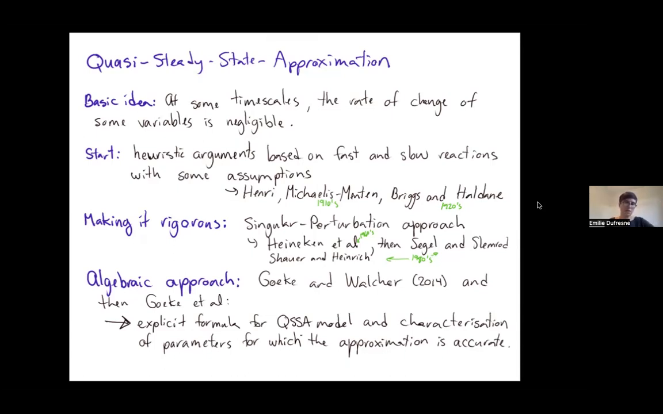What this approach gives you is an explicit formula for the quasi-steady state approximation model and a characterization for parameters for which the approximation is accurate. Meaning that the trajectories of the solution of the new systems are close in some precise way to the trajectories of the solution of the original system.